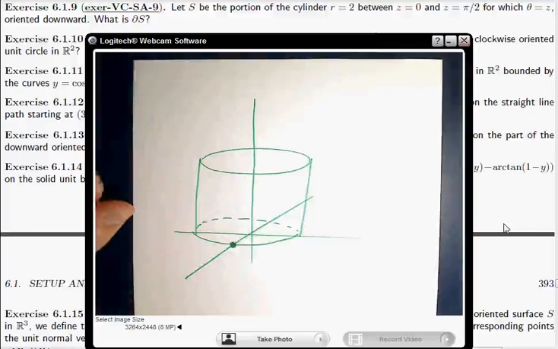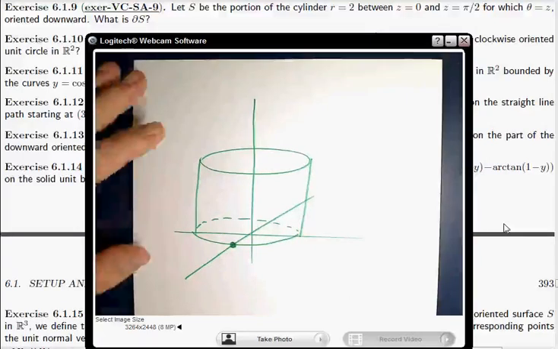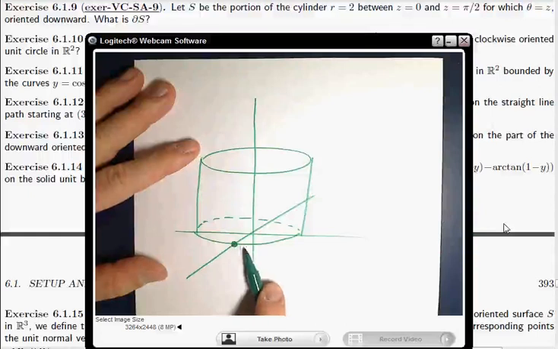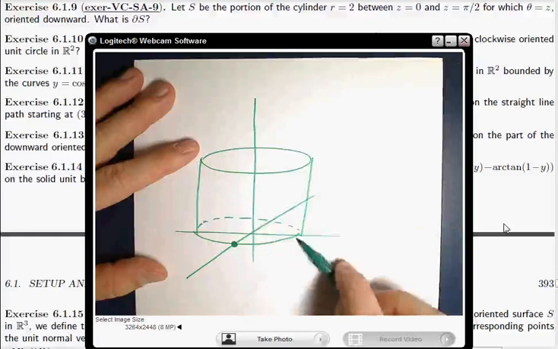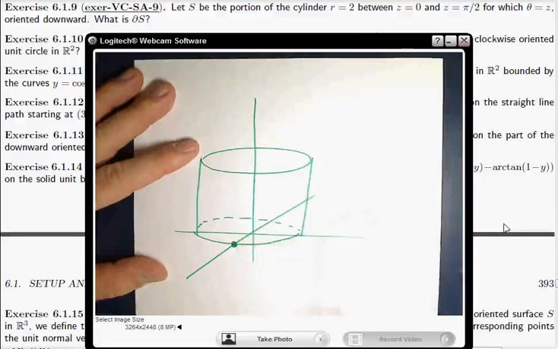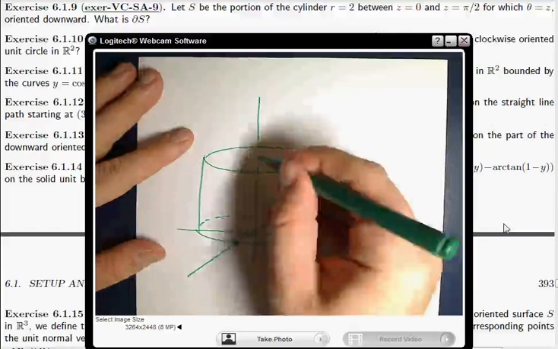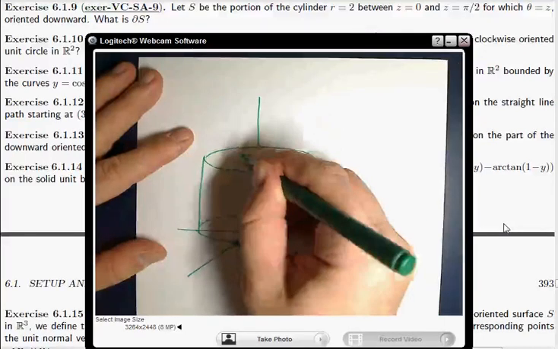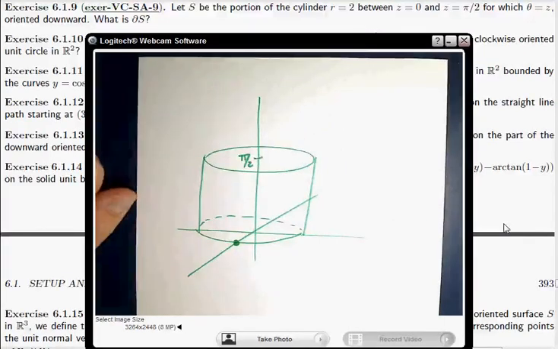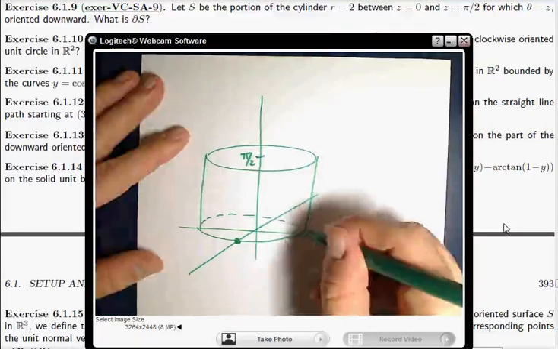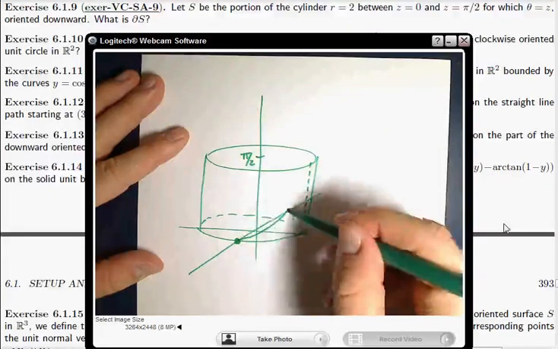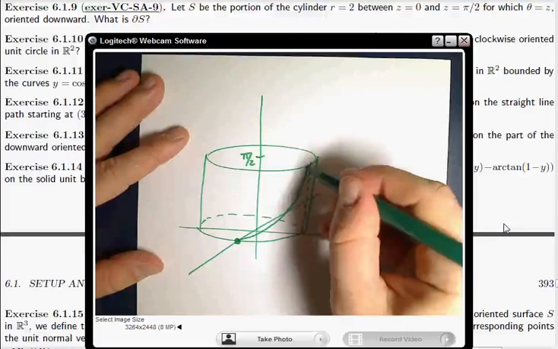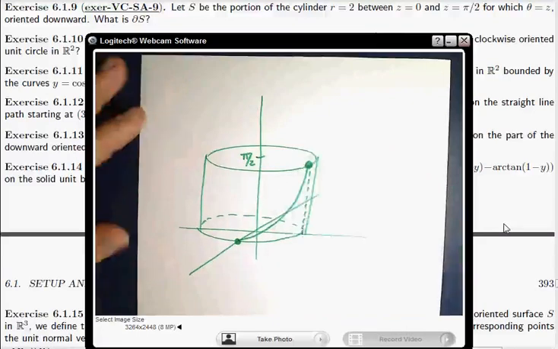Theta equals 0, z equals 0. Is that cool? Now, as theta increases, in other words, as I go around the cylinder, z also increases, which means that as I go around, I also go up. And I keep going until I get up to z equals pi over 2. That's the top of our cylinder, which means I'm going to stop when I get to theta equals pi over 2, which is sort of over here. So I get that sort of path there on the side of the cylinder.